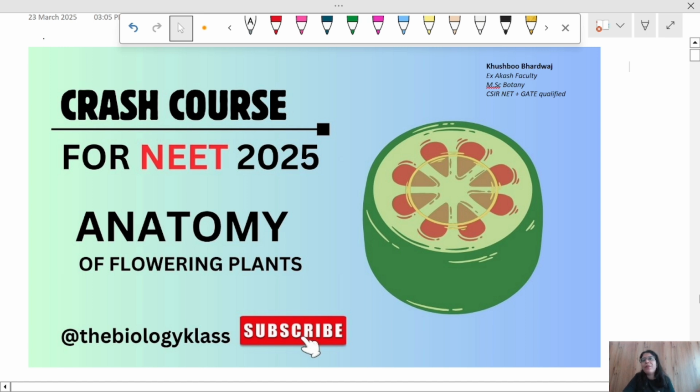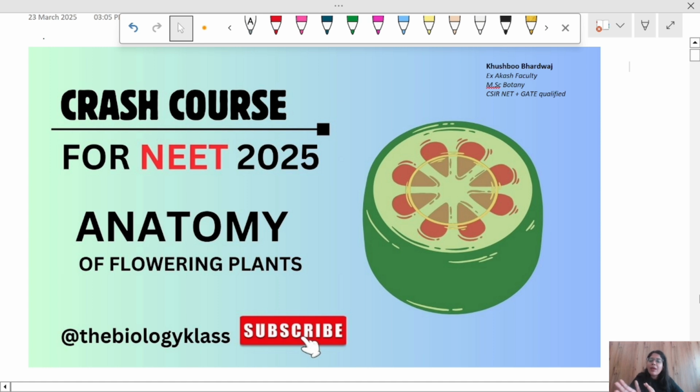Okay, so let's begin. So if I ask you a simple question, what is the meaning of the term anatomy, what are you going to tell me? You have learned that anatomy is nothing but the study of internal organization of any organism. In this image also you can see that this is a cross section, transverse section of a root, right?